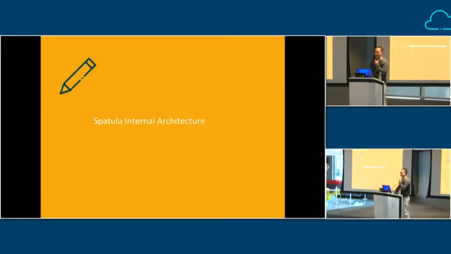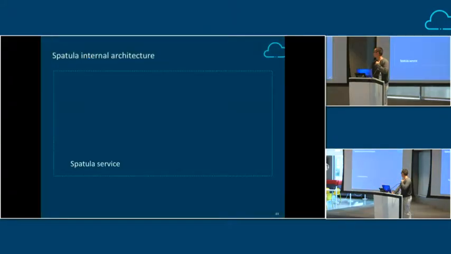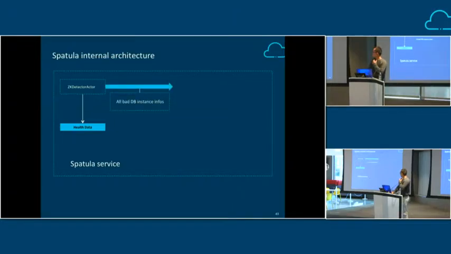So now let's take a look at the internal architecture of Spatula itself. The Spatula service consists of 2 major components. The first is called the ZK detector actor. It is a component which is listening at some of the Zookeeper nodes, which store the health status for all the DB instances on the active side. Once a monitored active DB instance goes down, this actor will be notified and send all the current bad DB instance information to the rule engine actor. And on the rule engine actor side, it will go through a set of rules to pick a DB instance candidate and then find its containing pod, host, and flip all the pods located on this DB server host.